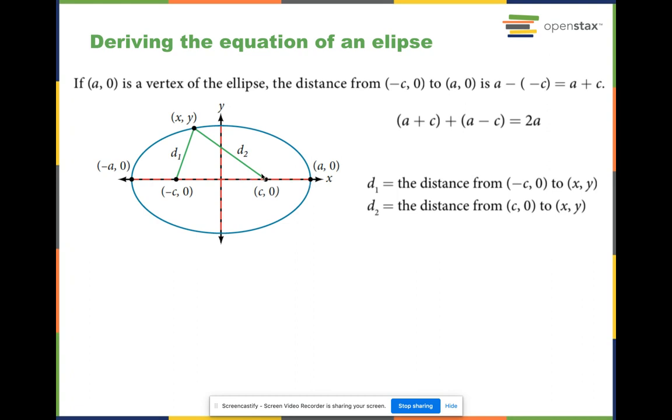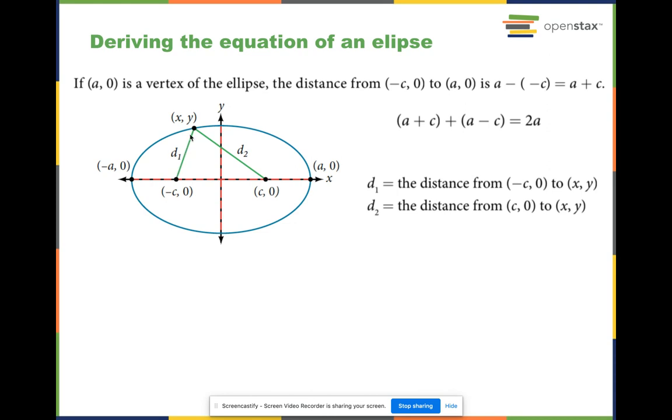So the distance from A to negative C, and from A to this C, is 2A. You could also think of that as A minus C, and negative. So think about this equation: A plus C plus A minus C is 2A. We're going to use that on the next slide.